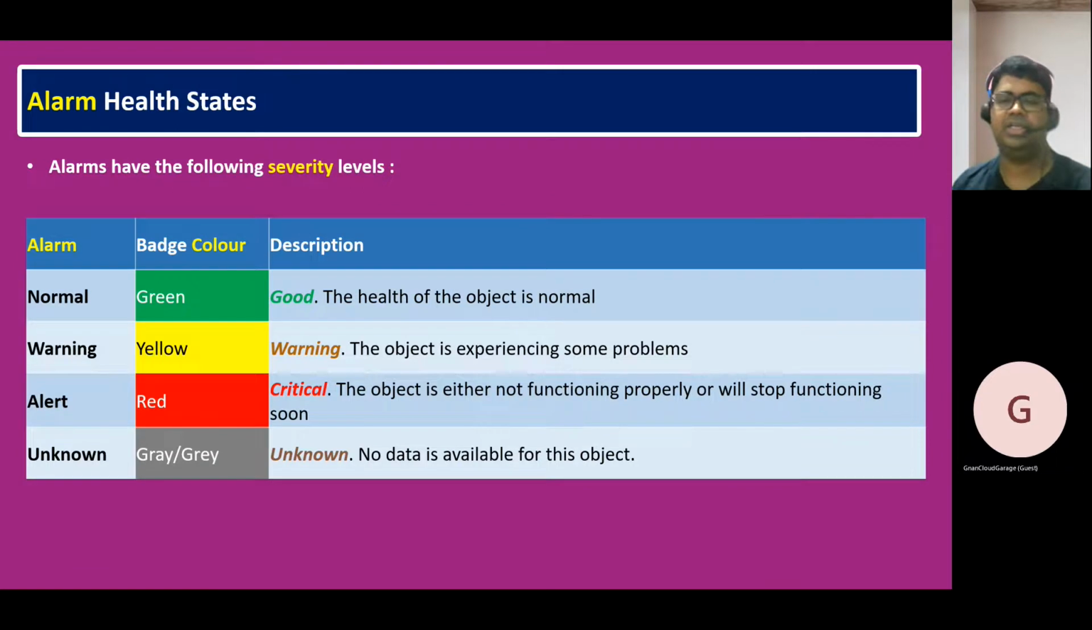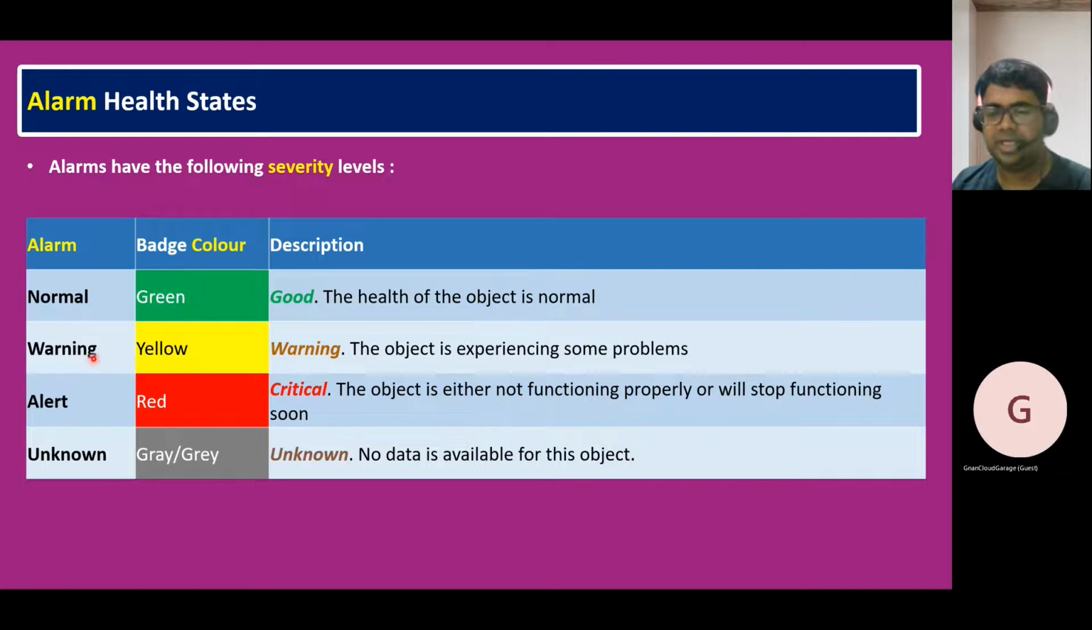And alarm health states. Alarm health states have the following severity levels. The first level is normal. When it is a normal state, by default the alarm badge color is green. Normal means it is a good state and the health of the object is normal.